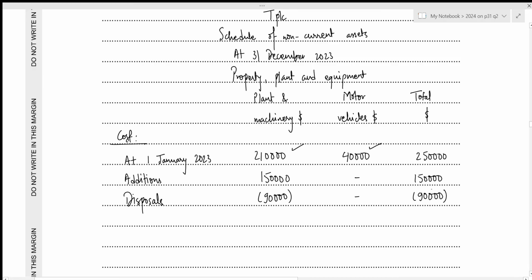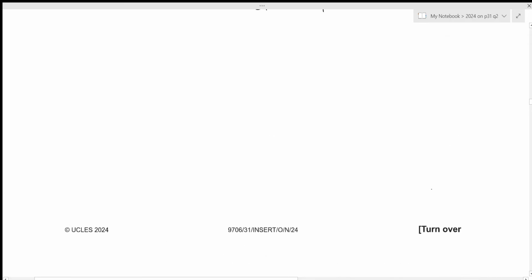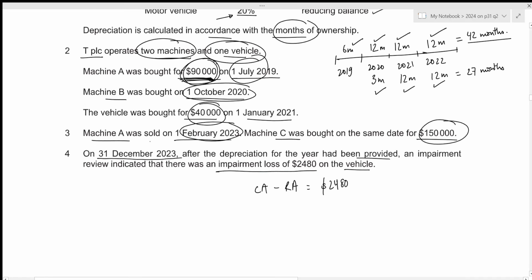Okay, we also have impairment information. On 31st December 2023, after the depreciation for the year had been provided, an impairment review indicated that there was an impairment loss of 2,480 on the vehicle. Remember that impairment is treated similarly to revaluation. Whenever there is impairment, we treat the recoverable amount as the revalued amount. So the cost at the closing date, at the date of 31st December 2023, should now be equal to the recoverable amount. We need that.